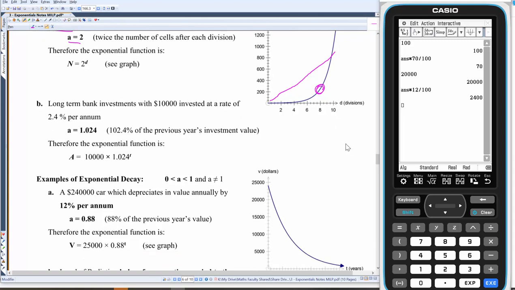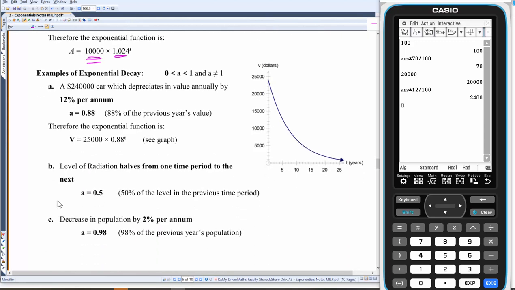We've got a bank, long-term investments with 10,000 invested at a rate of 2.4% per annum. So what we've got is 102.4% of the previous investment value. That is all of what we had plus 2.4%. And the exponential factor, or the A value, is that. And our start value is 10,000. That's what we put into the bank in the first place.